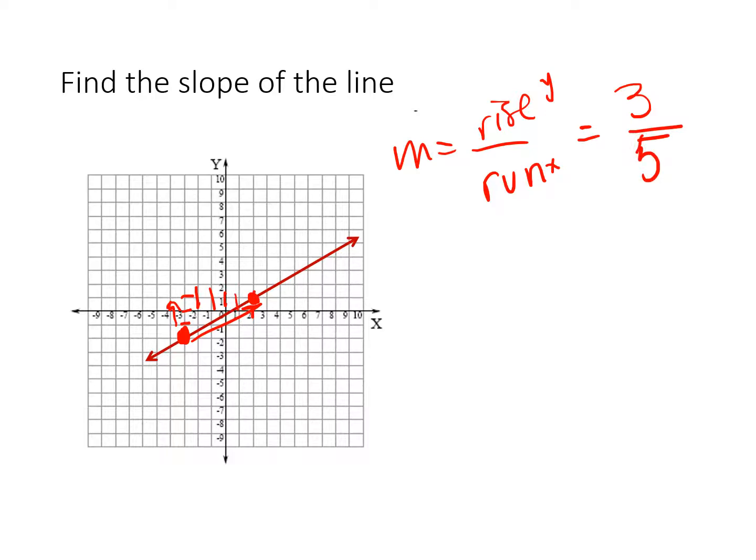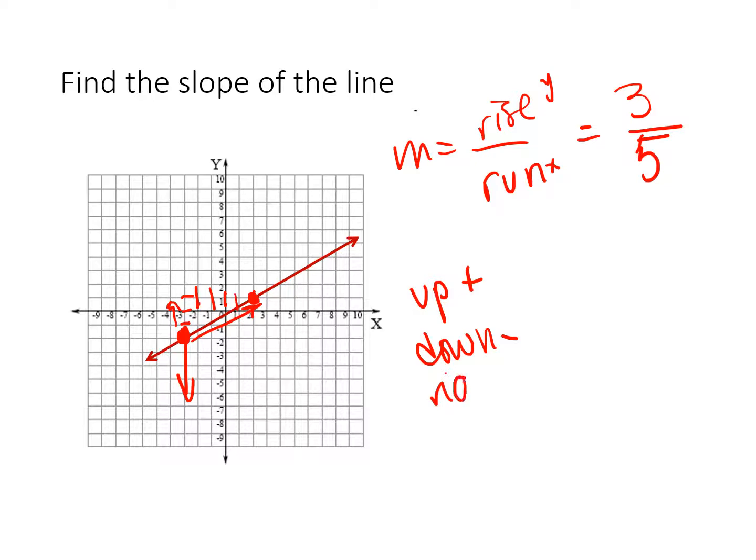So I'm rising 3 and running to the right 5. When we talk about slope, if you go up, that's a positive direction. If you go down, that's going to be negative. So if I would have gone down 3, that would have been a negative 3 in my slope.